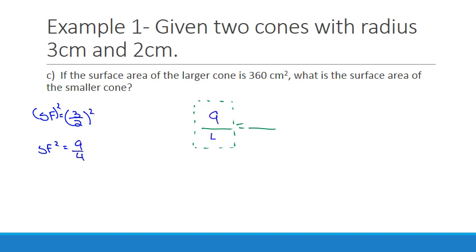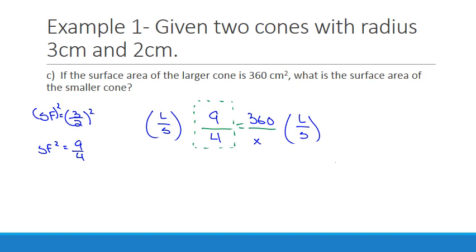So then I'd put that into my proportion, 9 over 4. And I have to remember that I've gone large over small. The reason I want to note that is that in my second fraction, I have to make sure I do the same thing, large over small. It said the surface area of the larger is 360, so that means that 360 has to go on top. My x goes on the bottom.